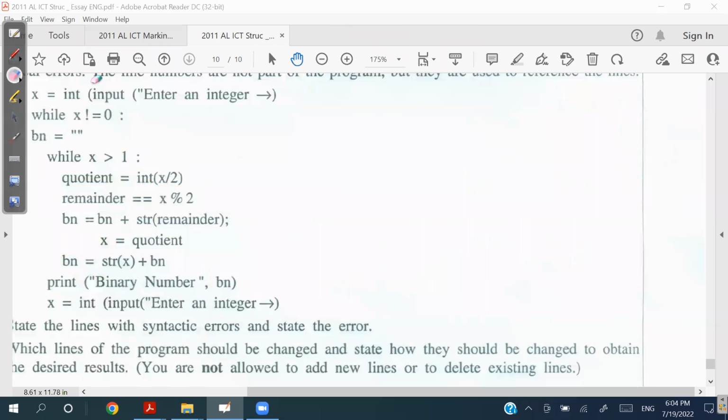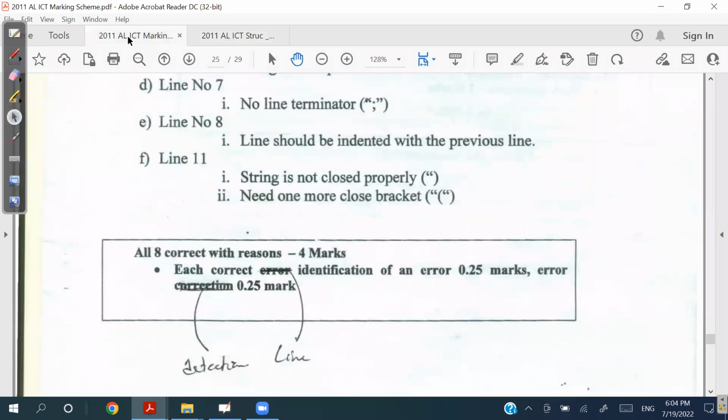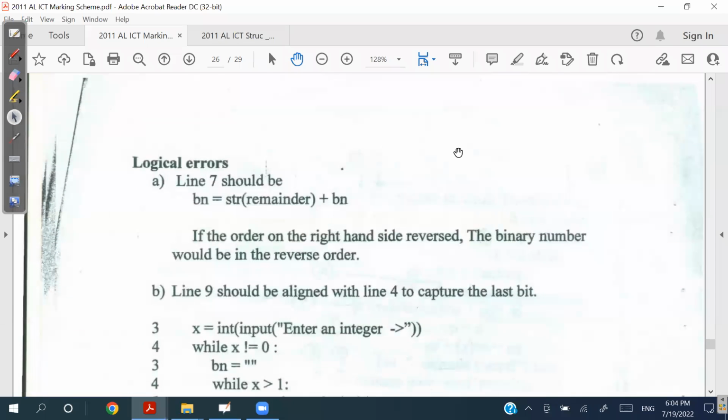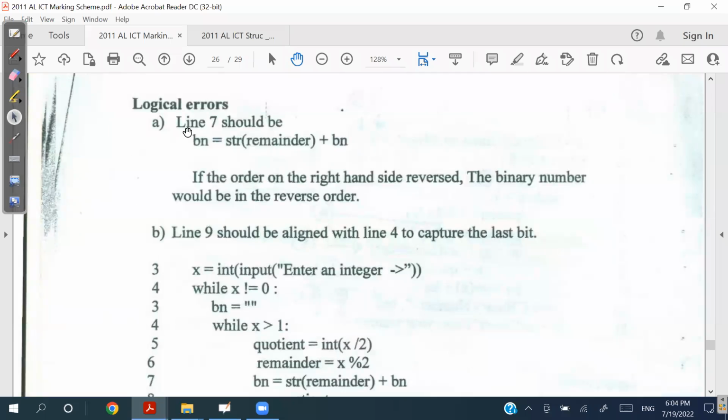Right, so that is what they have told in the marking scheme as well. See, line 7 should be bn equal str remainder plus bn. And the second one, line 9 should be aligned with the for to capture the last bit. That means back indent.